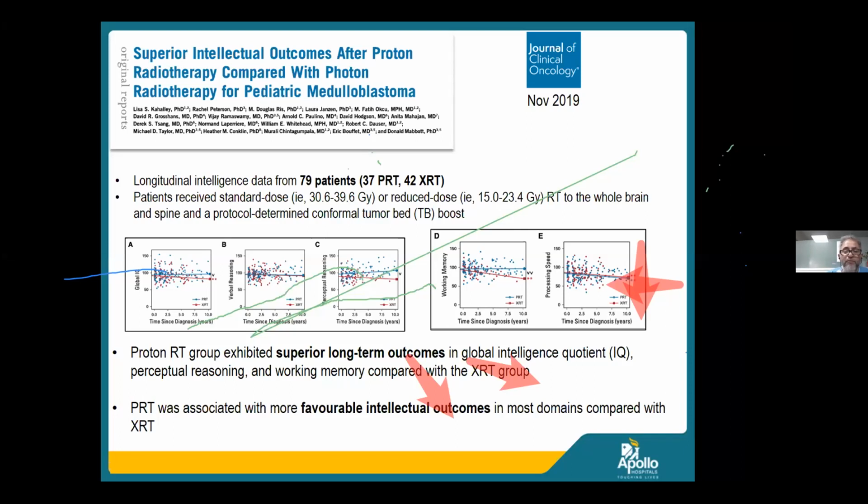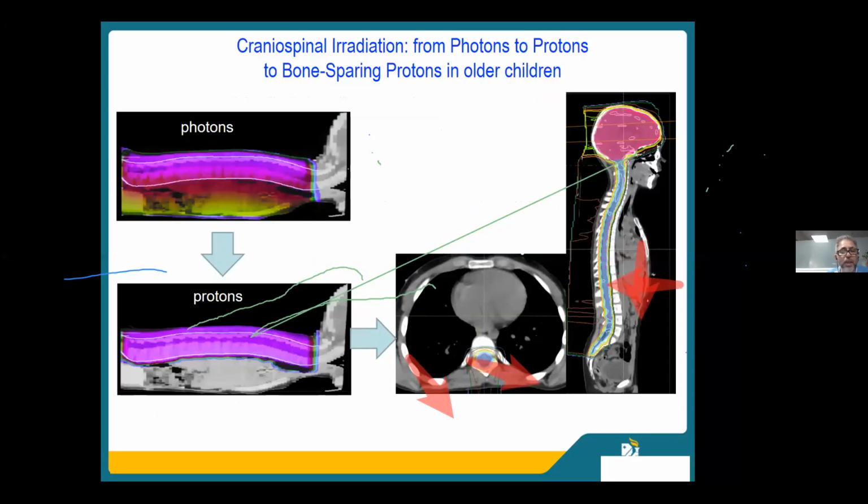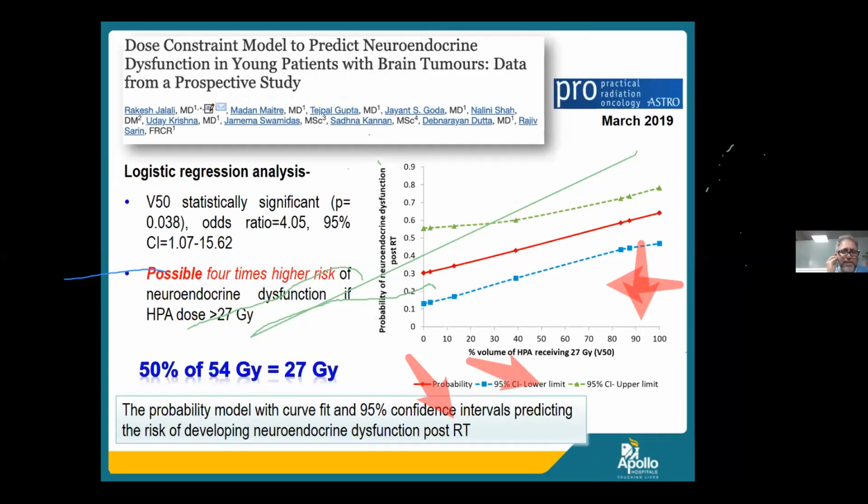And hopefully, if some of the groups can show this, it again gives credence to what was otherwise hitherto thought, that this was not a valid endpoint to reduce the intellectual outcome with protons, but can be shown there as well. And as I mentioned, in older children, you can actually spare the bones as well. We also have realized that this was the data we presented and published last year from a previous institution, again, on what could be the dose constraint to the pituitary hypothalamic axis. And this was again the data for 27 gray.